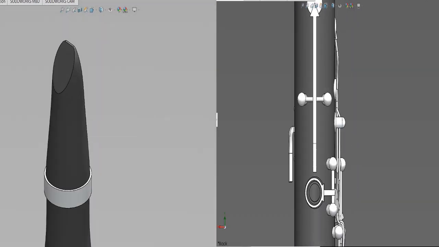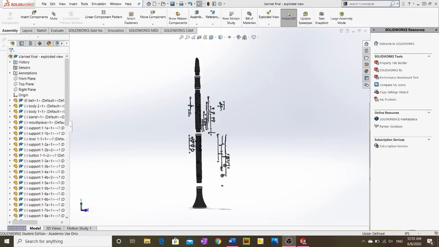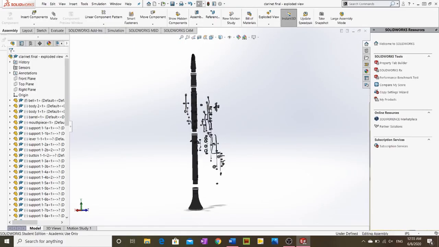Hi, for my project I made a clarinet. There are 61 unique parts used to make this clarinet. The greatest challenge was how everything was built around a cylinder.